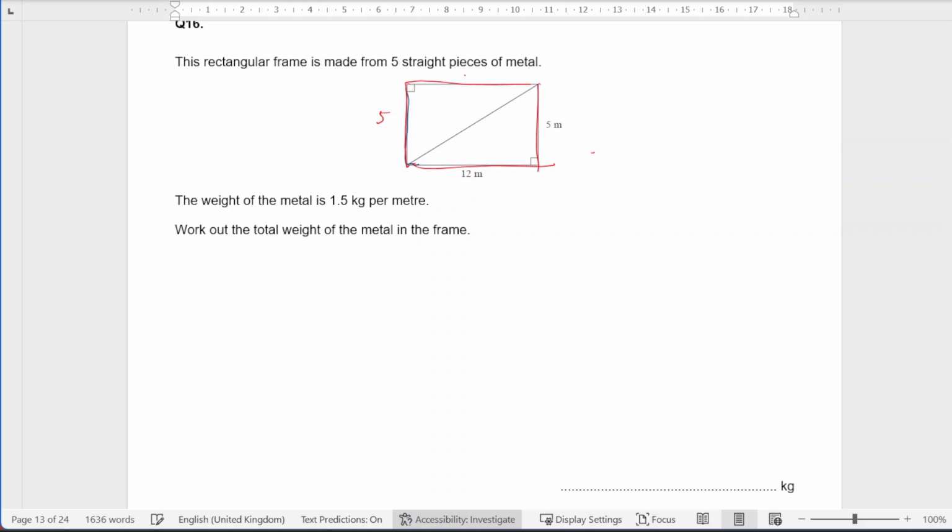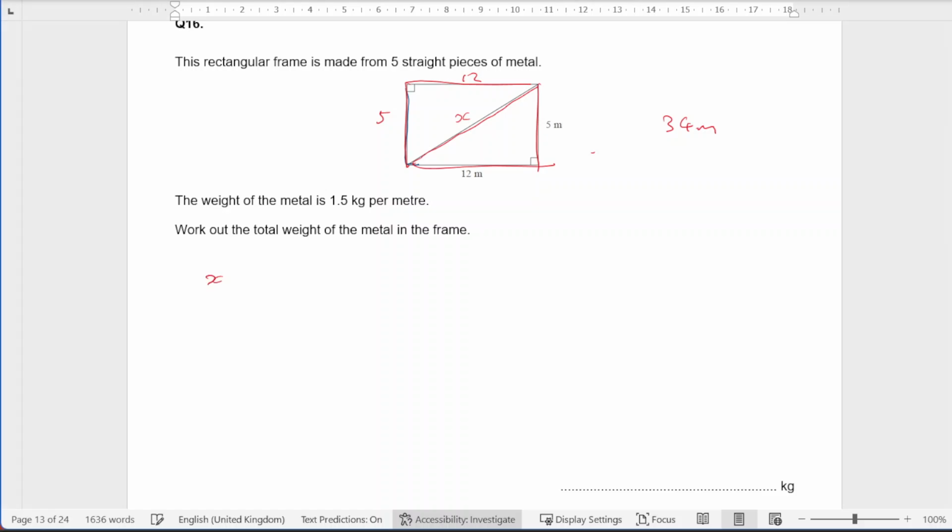This side would be 5, this side would be 12. So all the way around the outside, the perimeter of that shape is going to be 34 meters. But it's this diagonal that we don't know. If I call that x for now, we can use basic Pythag to work out that length.